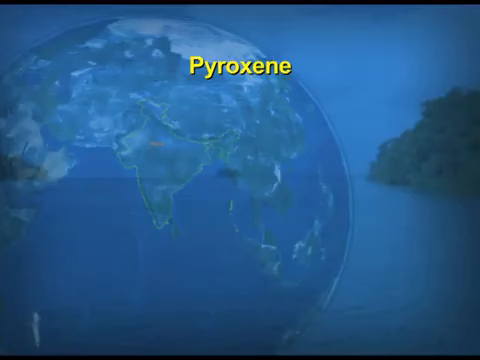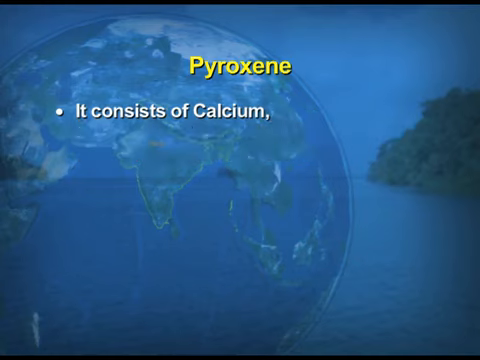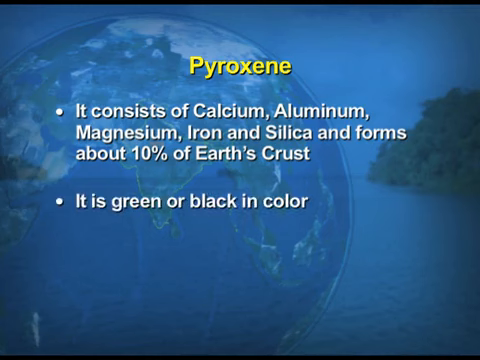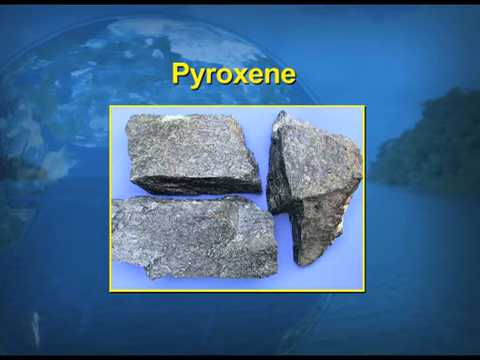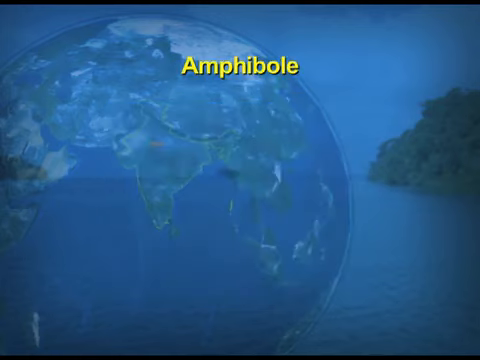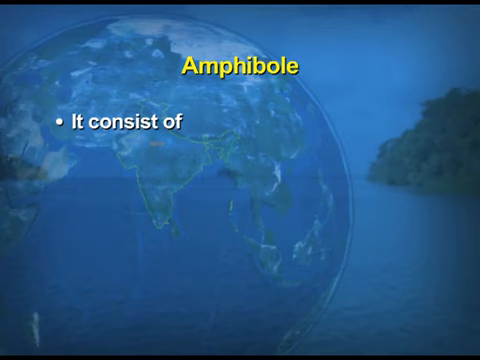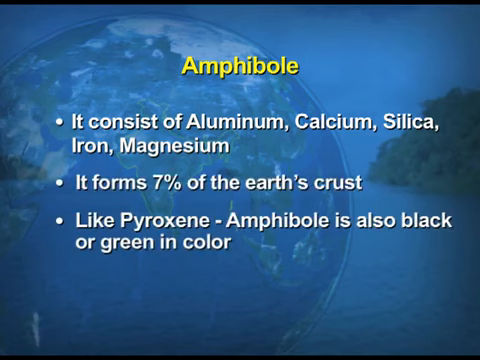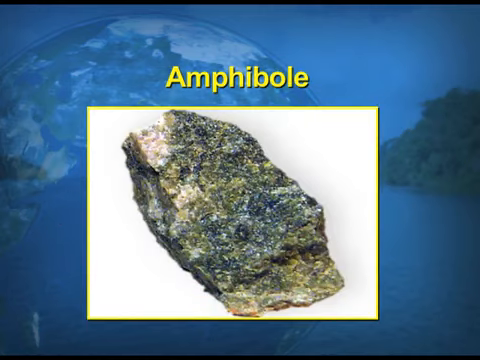Now, next is pyroxene. It consists of calcium, aluminium, magnesium, iron and silica, which forms about 10% of the Earth's crust, and it is generally green or black in color. And this is the picture of pyroxene. Amphibole, this is another mineral which consists of aluminium, calcium, silica, iron, and it forms 7% of the Earth's crust. Like pyroxene, this is also green or black in color. And for your information, this is a picture of amphibole.